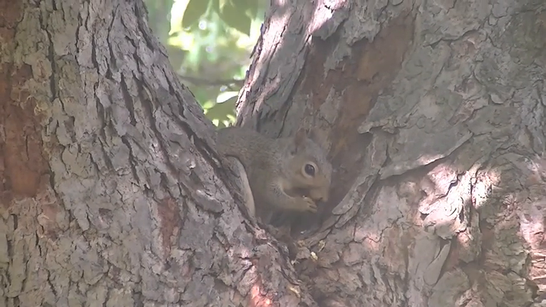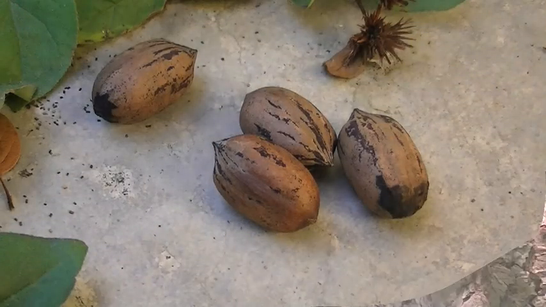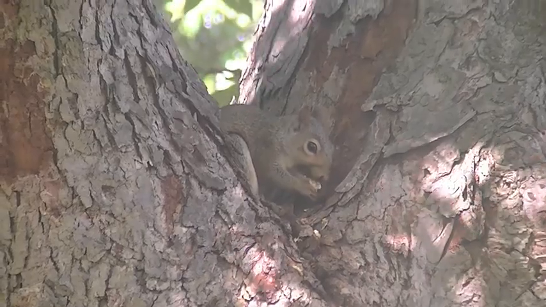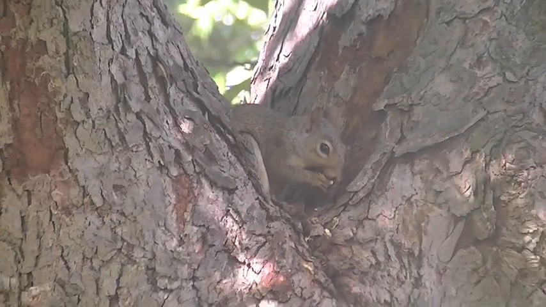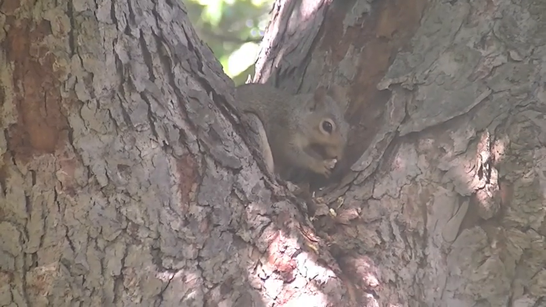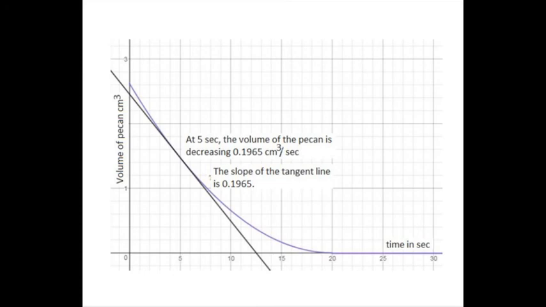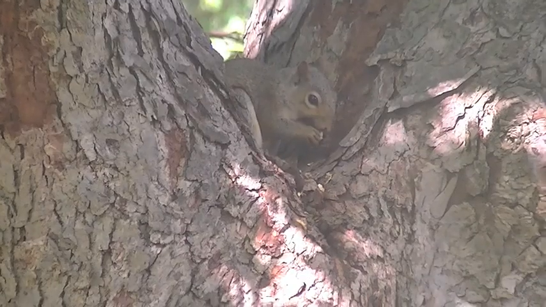And the squirrel's industriously chewing a pecan. Some of the derivatives that could be brought about from that situation would be the rate of change of volume of the pecan as the squirrel consumes it. As time goes on, the volume of the pecan is decreasing, so the derivative would be the rate of change of cubic centimeters of pecan with respect to time in seconds.